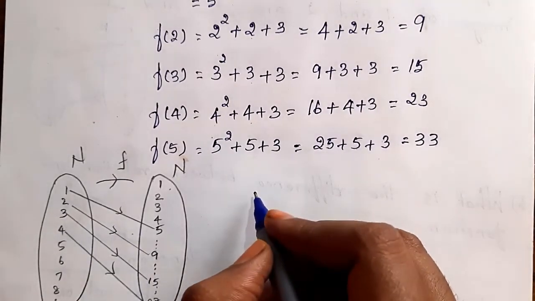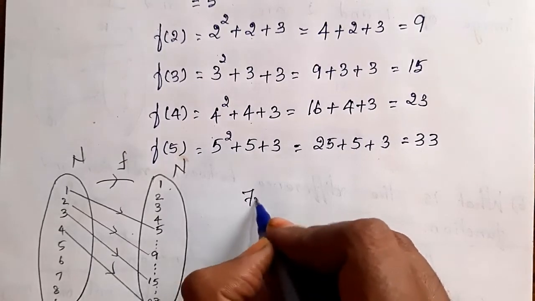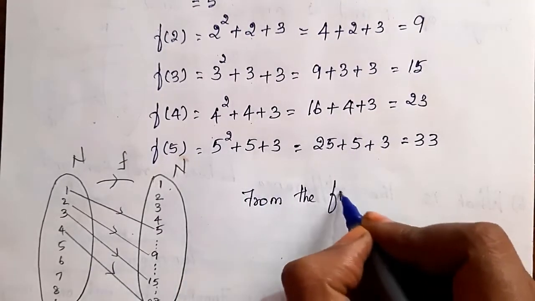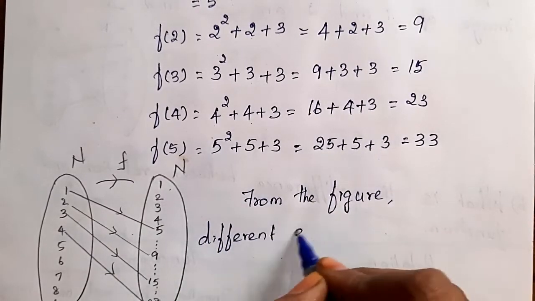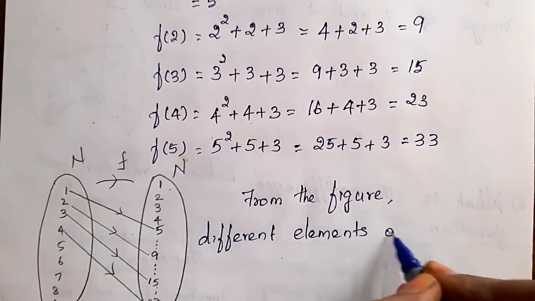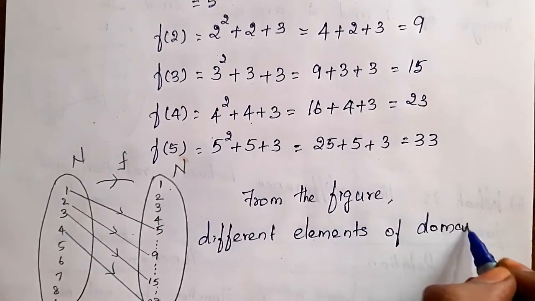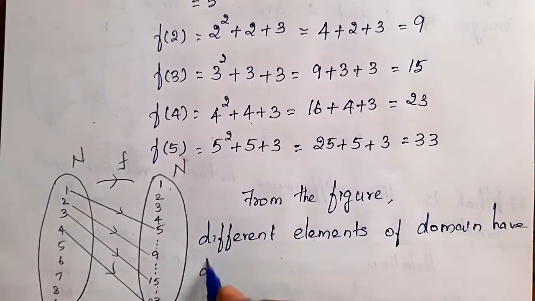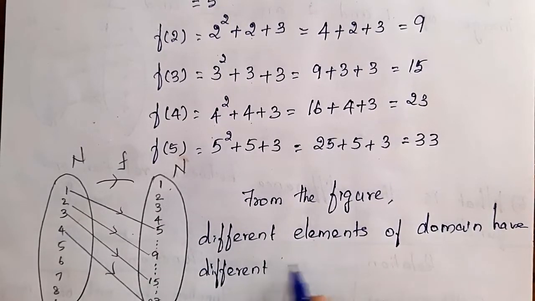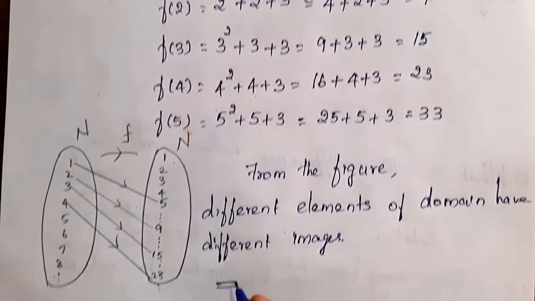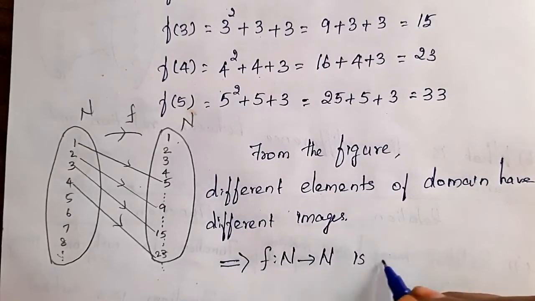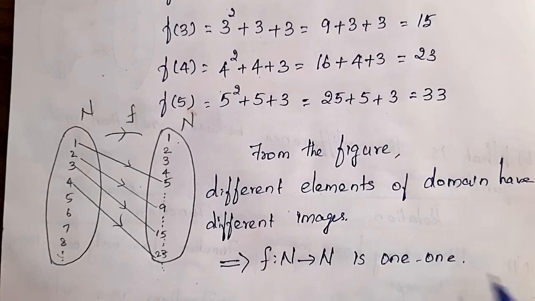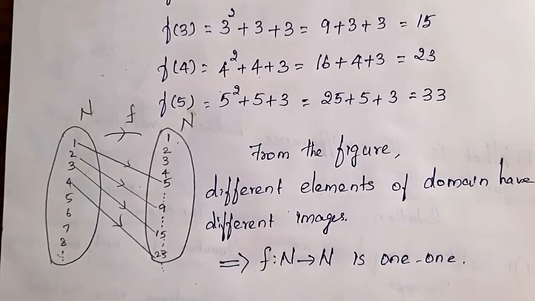So first we have to write the definition. So from the figure, different elements of the domain have different images. So this implies f from N to N is a 1-1 function. Okay.